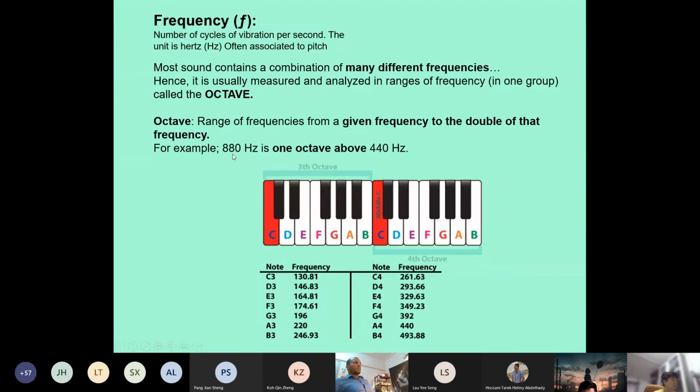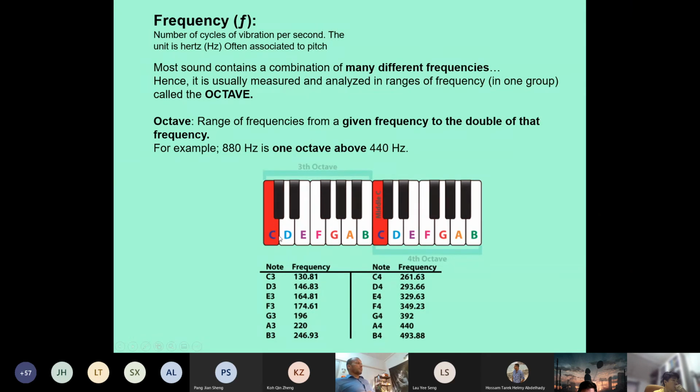So for example, let's say this C, the frequency of the sound which will come out when you press it is 880 hertz. So it's one octave above this one. So this one should be 440. So just the double actually.